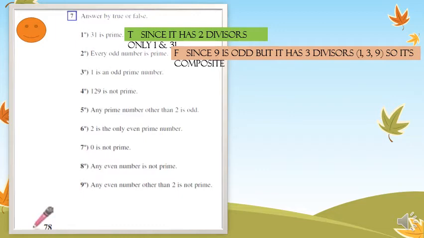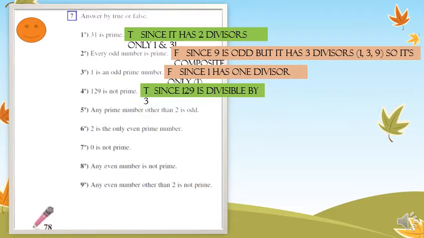1 is an odd prime number. We said that 1 is neither prime nor composite. Is 129 a prime number? It is not a prime number, it means a composite number. Let's try. Is it divisible by 2? No. Is it divisible by 3? Let's add. 1 plus 2 is 3, plus 9 it's 12. So it's divisible by 3. So true, it's not prime.